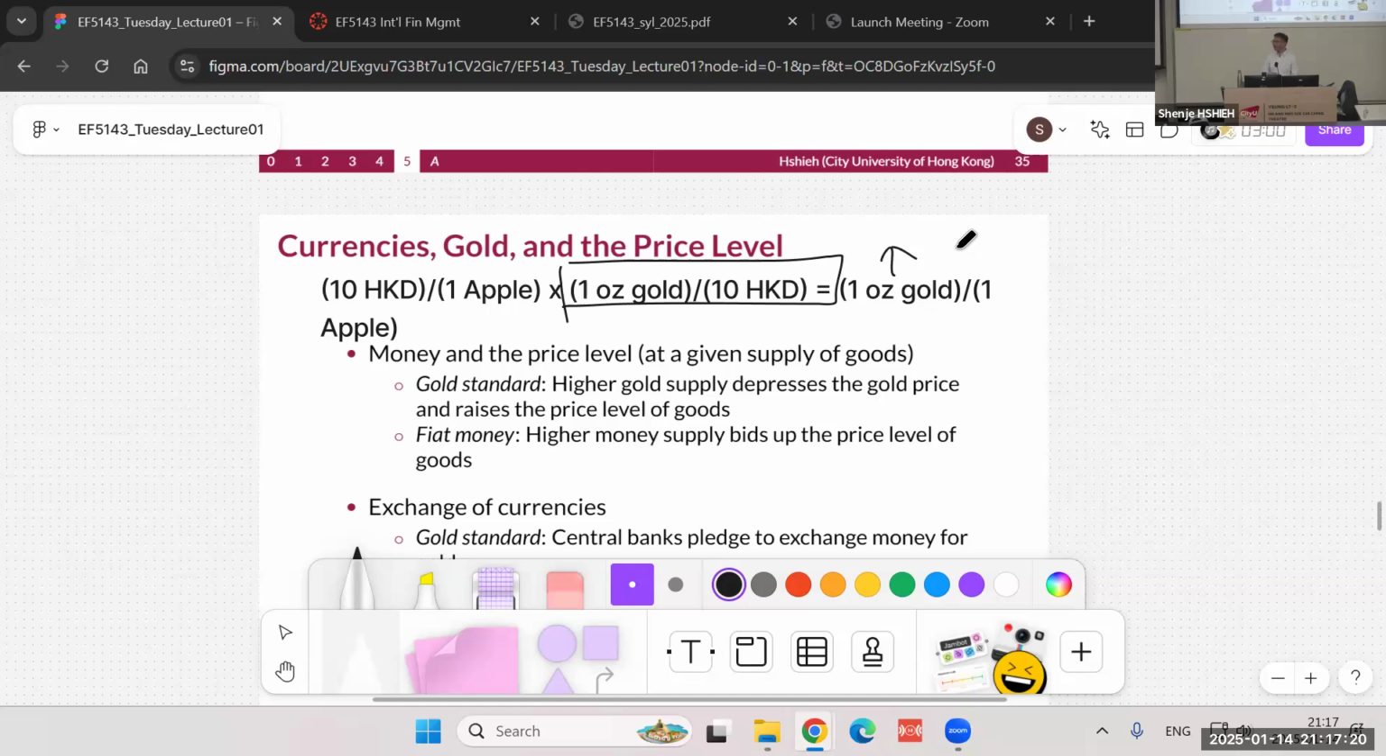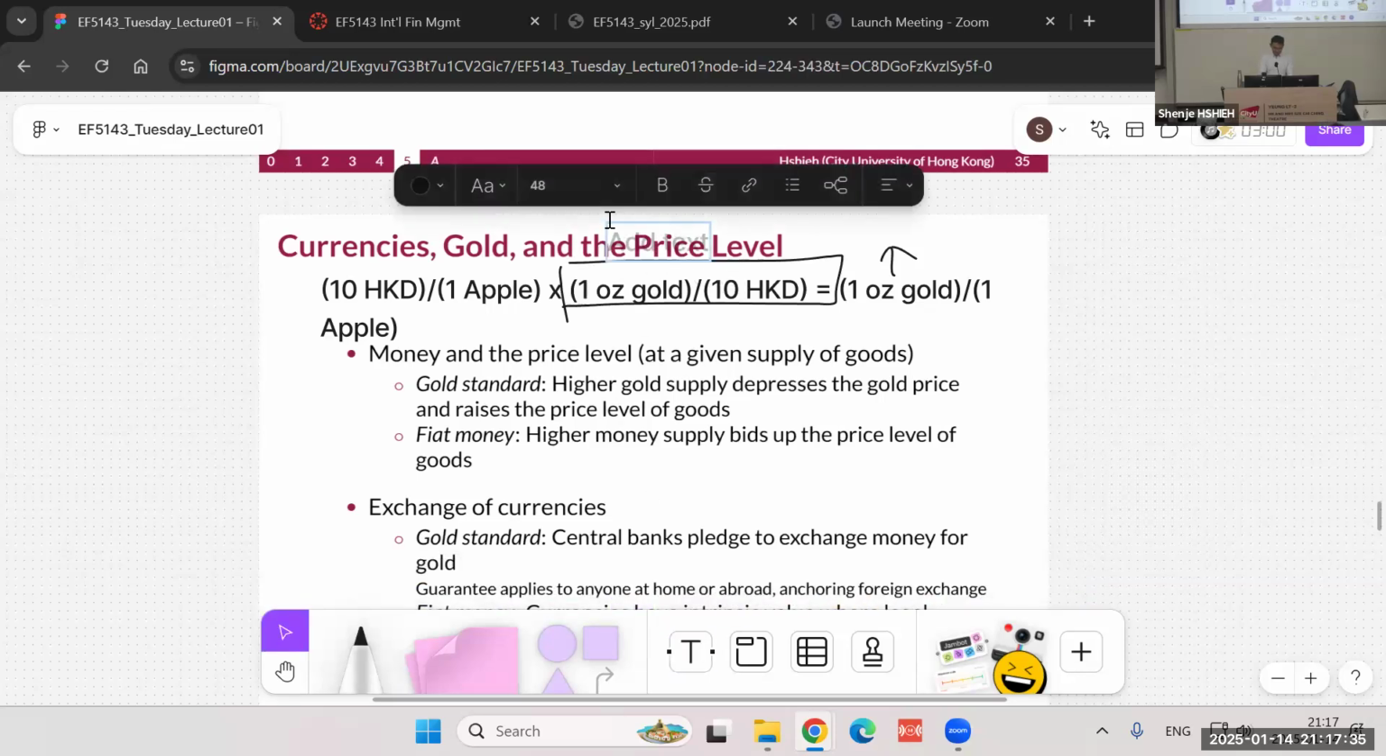It's not just apples. If they buy other stuff that's priced in terms of gold, it's also going to increase. So I've created inflation. So inflation in terms of gold, but if you look at the gold standard here, this can't be changed. I can't change this. I cannot change this under the gold standard.